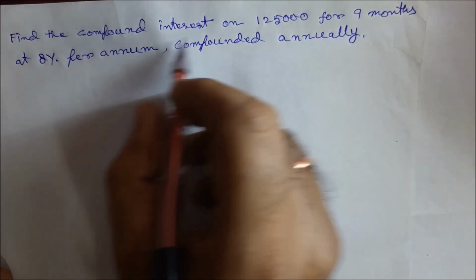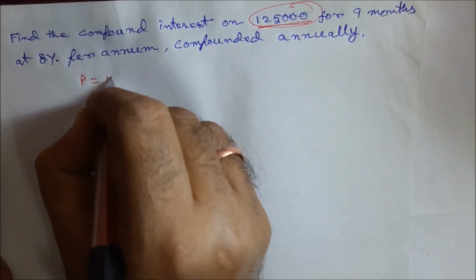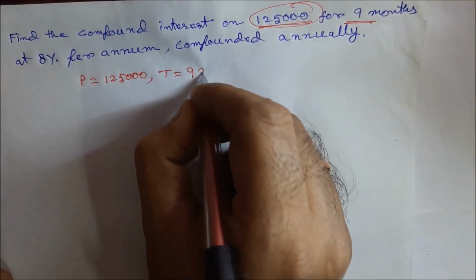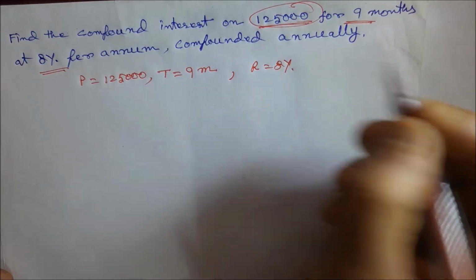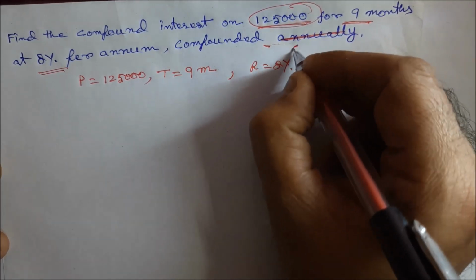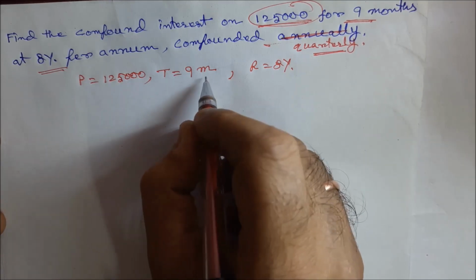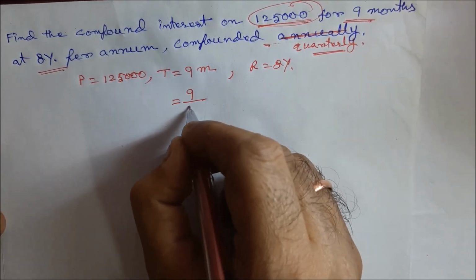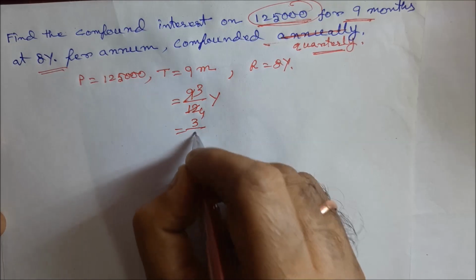Now see our last problem. Find the compound interest on 125,000. So this is the principal. So let me write it down. Principal equal to 125,000 for 9 months. So time is equal to 9 months. 8% per annum. So rate is equal to 8%. Compounded annually, but it is mistakenly written. It must be quarterly. Before applying formula, we will convert this month into year because time must be in year. So 9 months has to be converted into years. So we have to divide it by 12 years. So 3 3s are 9 and 3 4s are 12. So 3 by 4 year.